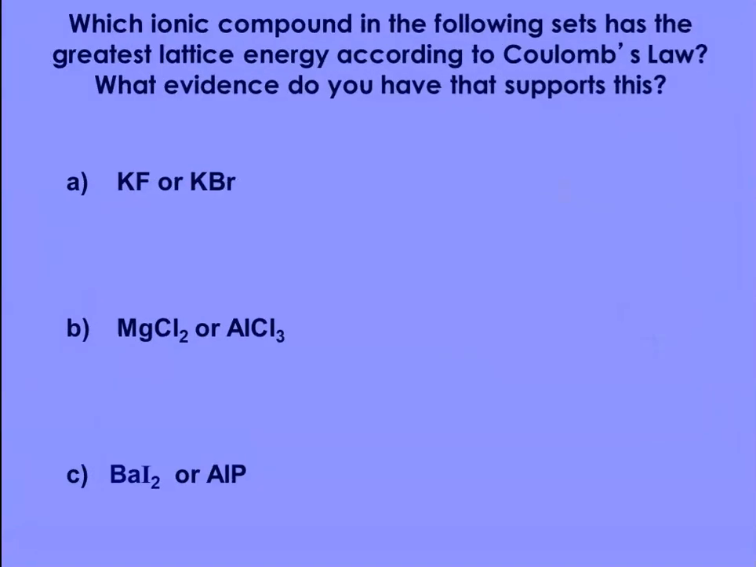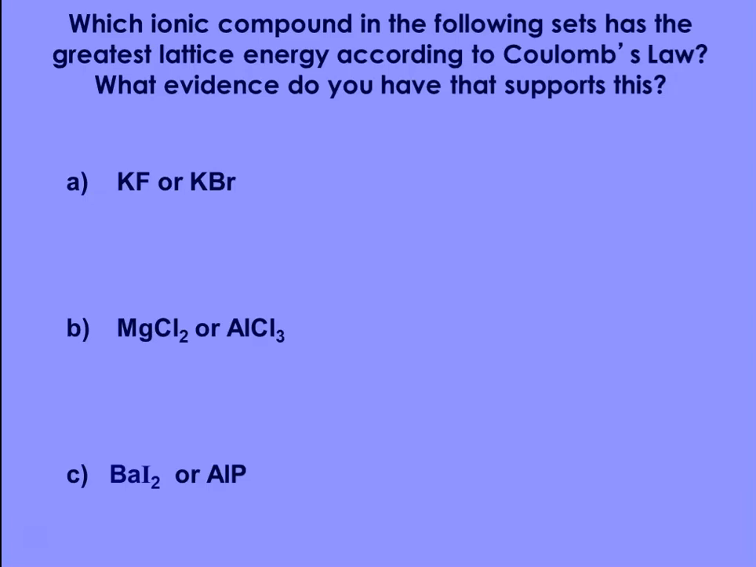So with these three compounds here, it says which ionic compound in the following sets has the greatest lattice energy according to Coulomb's law? What evidence do you have that supports this? Well, KF and KBr are both ionic compounds. Potassium's +1 as an ion. Fluorine and bromine are both -1s. So the charges aren't going to have a significant impact on the amount of lattice energy. The size of our ions, however, will.